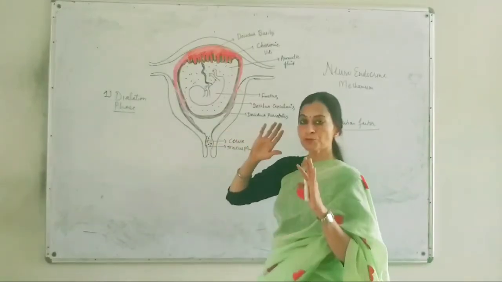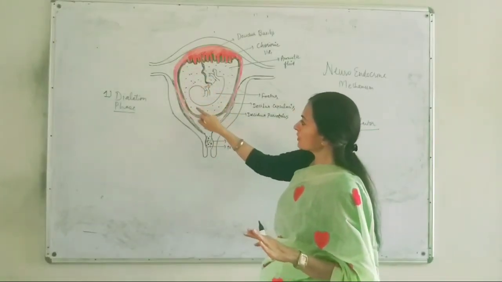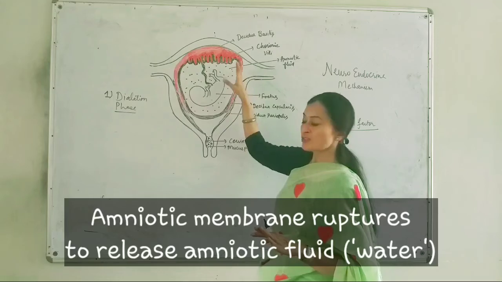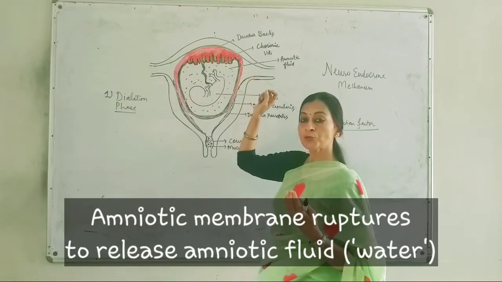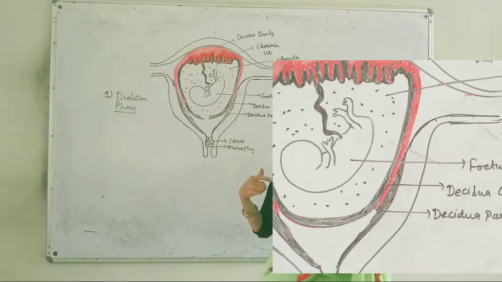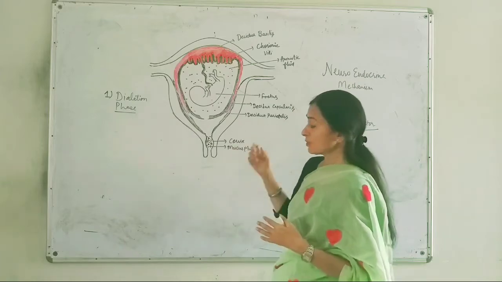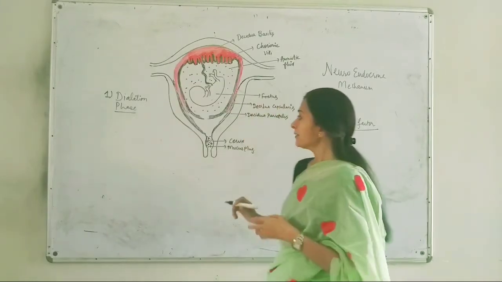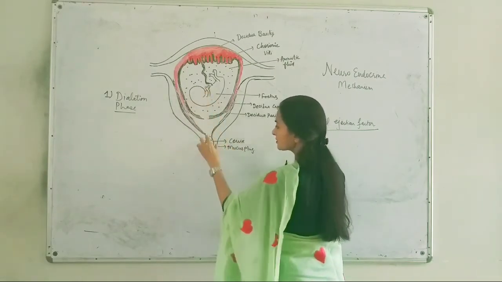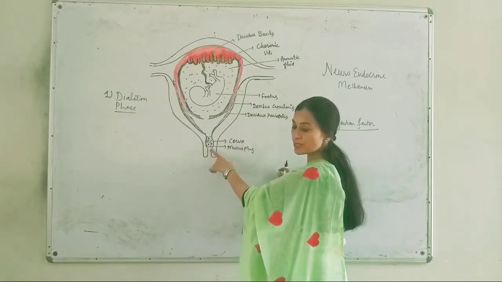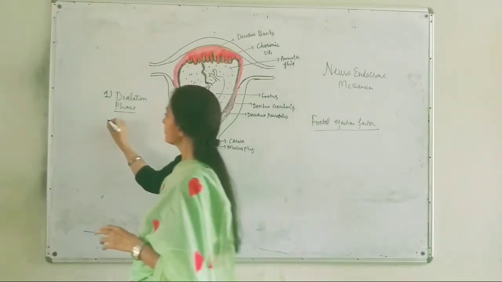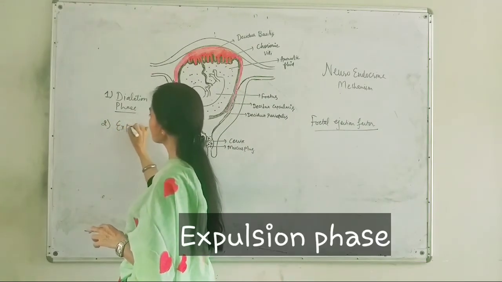During this forceful process, the amniotic membrane which is surrounding the embryo and the cavity is going to be ruptured. This ruptured membrane will release all the amniotic fluid, which is also known as the water, and this liquid will be expelled out first, and then the fetus passes up to the cervix and then the vagina. This is the dilation phase, and then the second stage is the expulsion phase.